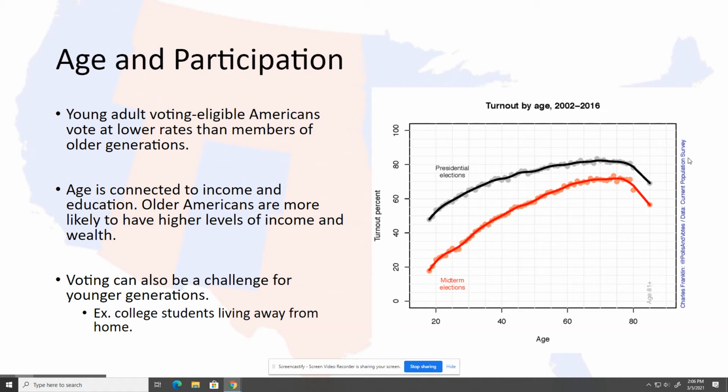Voting can also be a challenge for younger generations. So, for example, if you're a college student and you live away from home, you're going to have to cast an absentee ballot or maybe drive back home to vote, and that just makes the whole process a lot more difficult. So, older people are more likely to have a higher voter turnout than younger people.